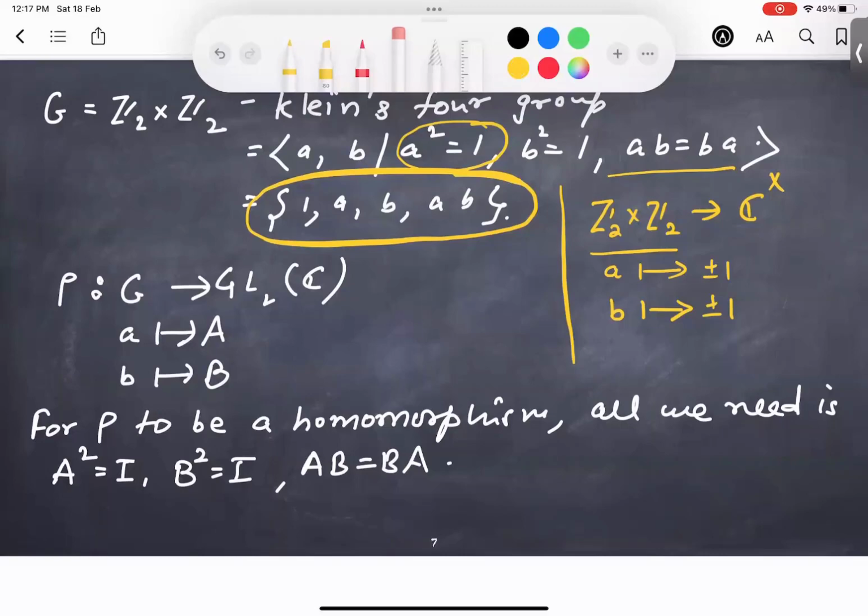And say if you want a field, then you should have a second root of unity in that field, and then you can have a linear representation. Otherwise, you will have to map A and B to both 1 and 1, and you will only get the identity representation over that field.